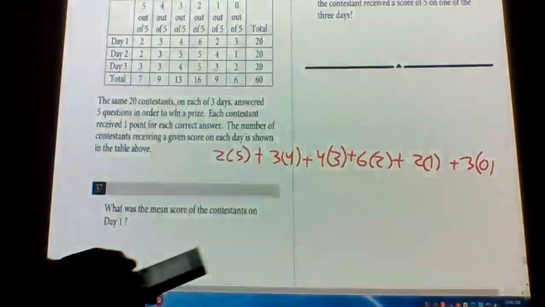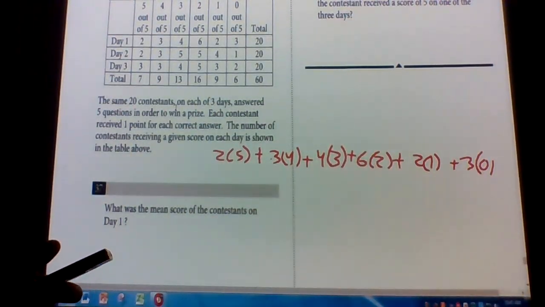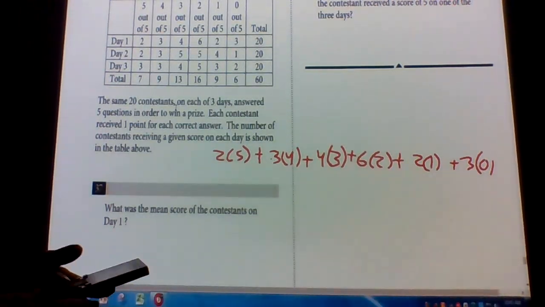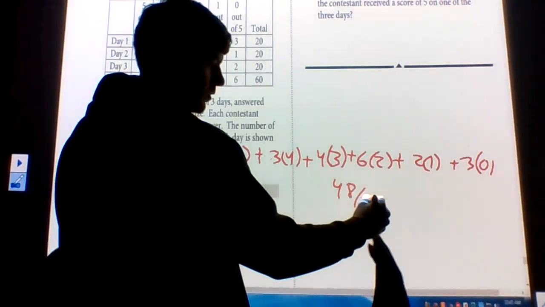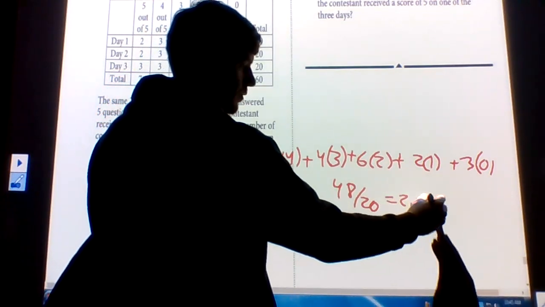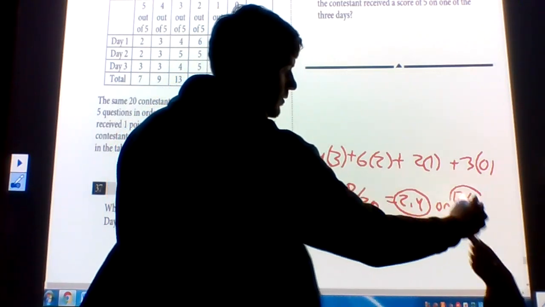Okay, there were 20 contestants, so we can divide by 20, and that's 12 over 5, which is also 2.4. So we take that total number, which was 48, and divide by the total number of contestants, and that gives us 2.4, or 12 over 5.